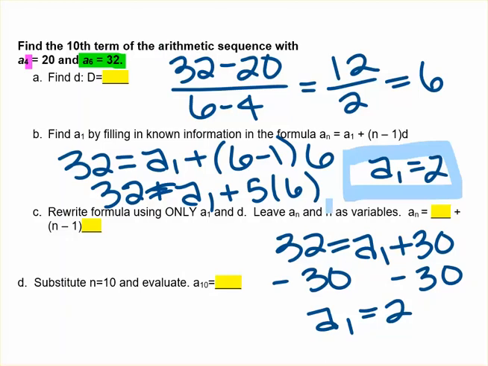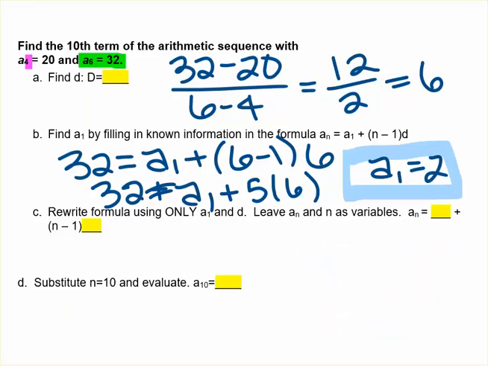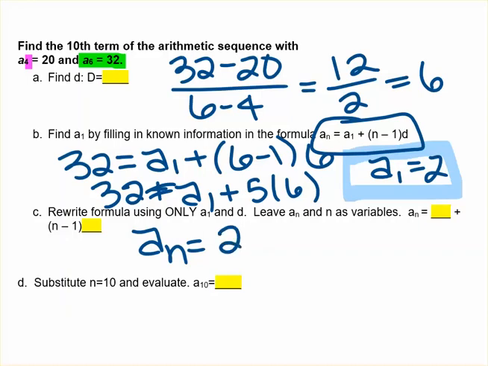I'm running low on room, so I'm going to delete this. Now I want to write an equation that I can use to find any term. So I'm going to leave a sub n as my variable. So a sub n will equal, following what I had up here in B, a sub n equals a sub 1, that's what we found as 2, plus n minus 1 times d. We found d was 6. This is our explicit equation. A sub n equals 2 plus n minus 1 times 6. Now that will let us find any term.